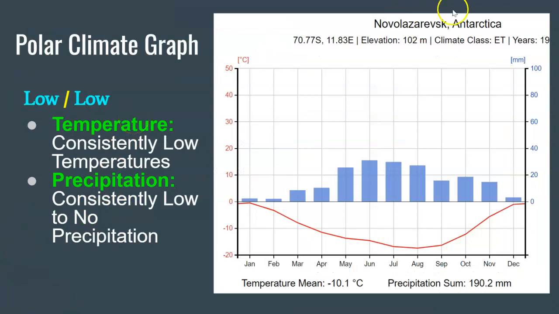All right, polar. If you think of Antarctica, that's a polar climate. And low and low, so think of those two things. It's got low temperatures consistently and low precipitation to no precipitation consistently. And we can see that from the graph. Here's our temperature. All the temperatures are below zero, so this is pretty cold. Average precipitation in June, July is somewhere around 30 millimeters, but millimeters are super tiny. So during May, June, July, that might be their highest time, but still not very much at all.